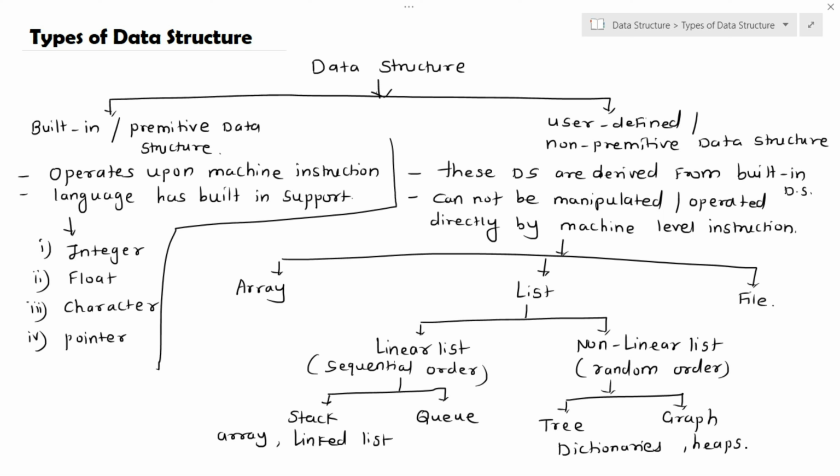And user-defined data structures are categorized into mainly three types: array, list and files. The list is again divided into two categories: linear list and non-linear list. Linear list means if the data is stored in a sequential order, then we call it linear. And if the data is not stored in a sequential order, or the data is stored in a random order, then we call it a non-linear list. The examples of linear list are array, linked list, stack and queue. And the examples of non-linear list are tree, graph, dictionaries and heaps.